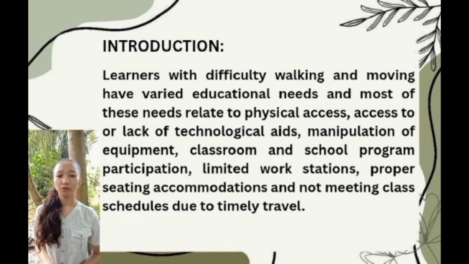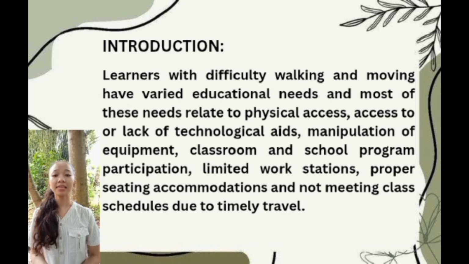Learners with difficulty walking and moving face unique challenges in educational settings, necessitating tailored approaches through individualized education programs, or IEPs. This chapter outlines the principles and strategies for teaching and designing effective IEPs for these learners, focusing on their specific needs, accommodations, modifications, and the role of various health professionals involved in their education.